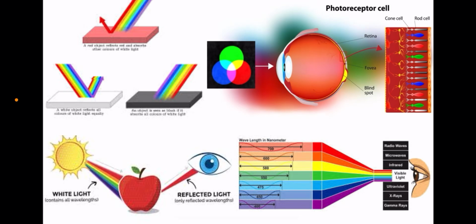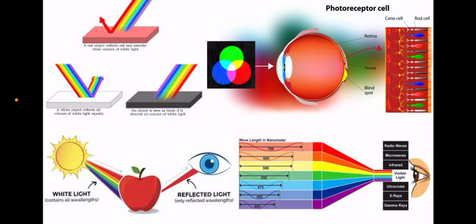Now let's talk about wavelength and color. Each color in the visible spectrum corresponds to a specific wavelength, with red at the long wavelength end and violet at the short wavelength end. When all these wavelengths combine, we see white color.